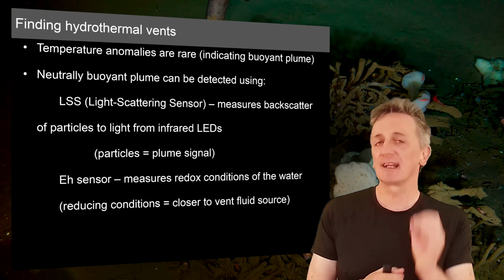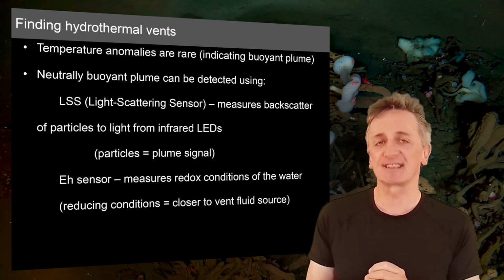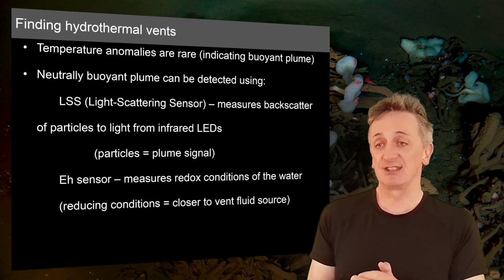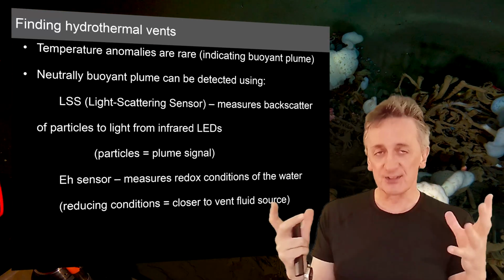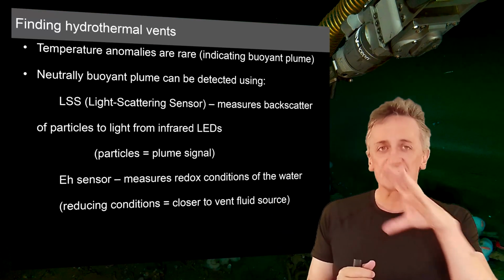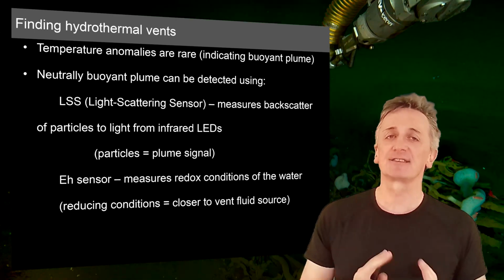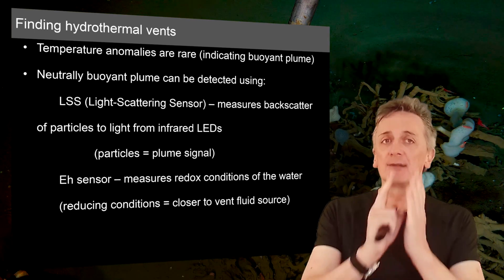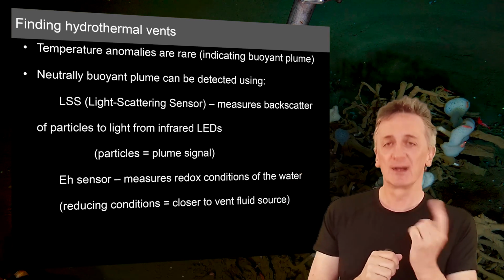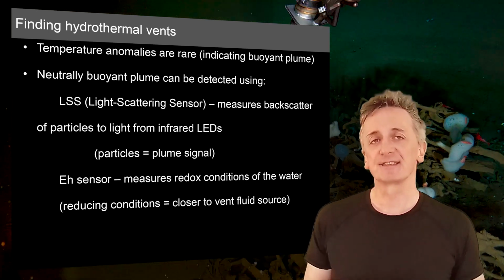We can also put an electrochemical sensor on there called an EH sensor that measures the redox conditions of the water as well. So often the particles will tell us that we're in the neutrally buoyant plume, and then if we start to see a redox signal, that tells us we're near to where the buoyant plume is feeding that neutrally buoyant plume, and we're closer to the actual hydrothermal vents.